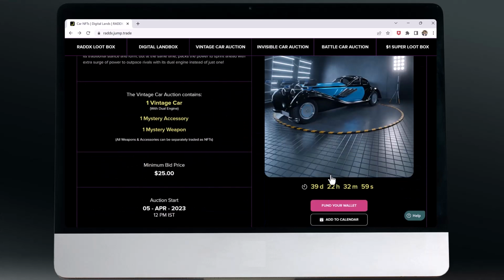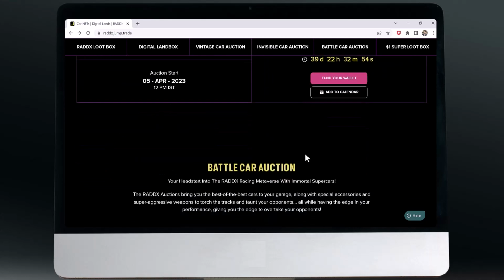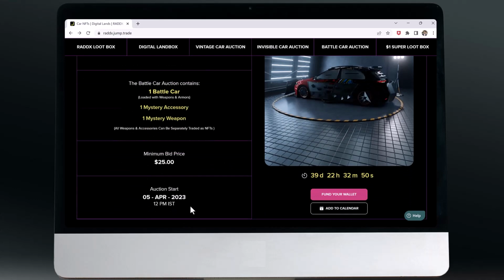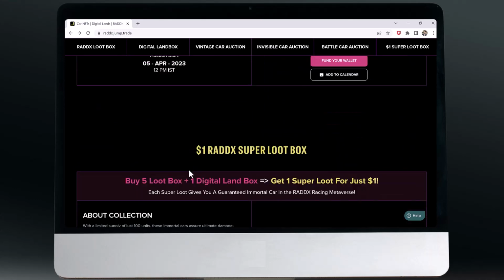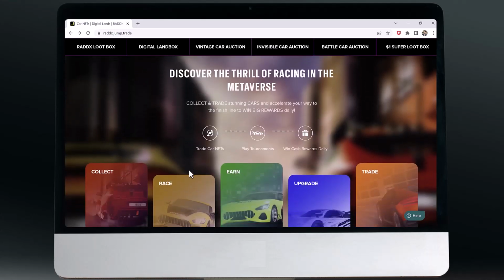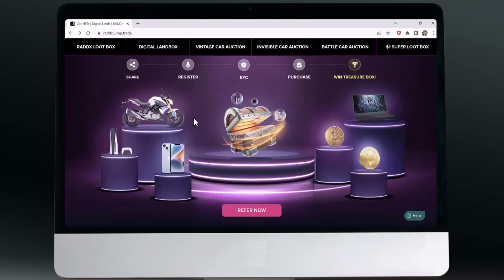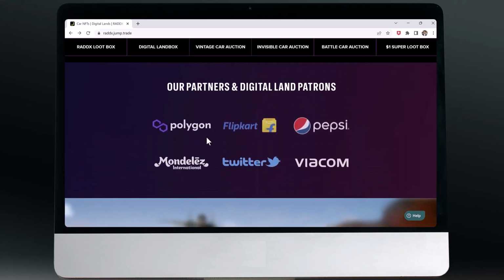And for vintage car, invisible car, and battle car, the auction will start on 5th April and the minimum bid price is $25. So collect and trade stunning cars and accelerate your way to the finish line to win big rewards daily. Simply trade car NFTs, play tournaments and win cash rewards daily. And top brands like Flipkart, Polygon, Pepsi and Twitter are partnered with this team.